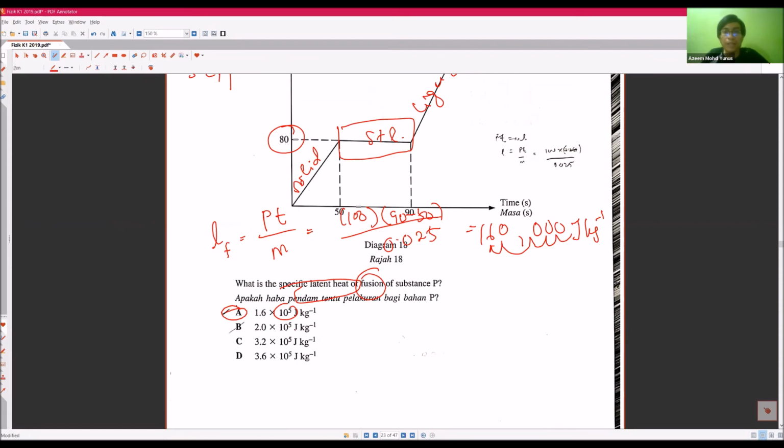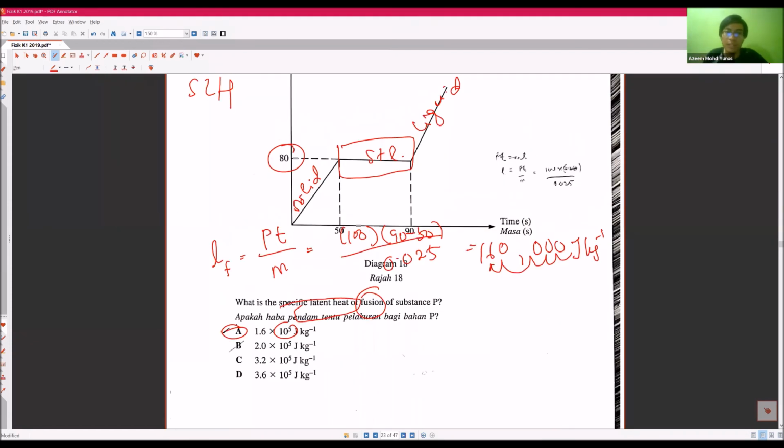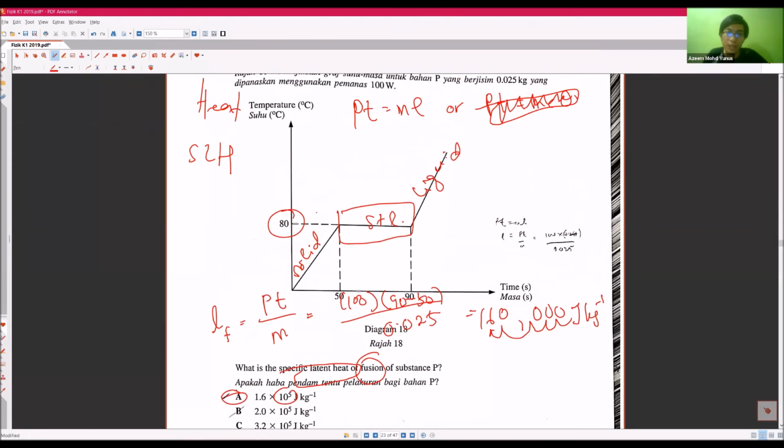Okay. If the question asks for a specific region like this one, solid, then you have to use mc theta because we have a temperature difference. If the answer is in this region, then we don't need mc theta. We just plug in the values to find the respective physical quantities.